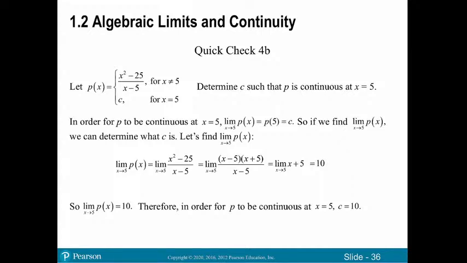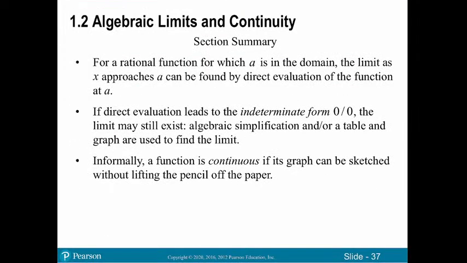Determine c. In order for p to be continuous, the limit has to equal the value at that point, which is c. So first we find the limit. The limit ended up being 10. So therefore, in order for p to be continuous at 5, let c be 10. All right? Okay. That was pretty fun.